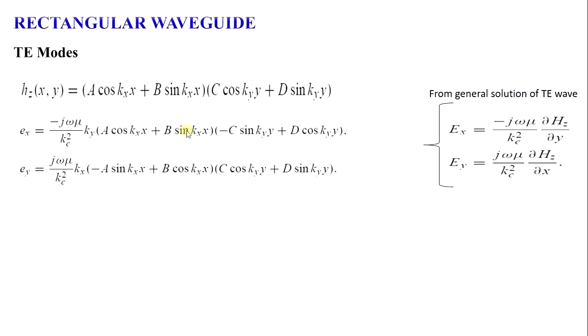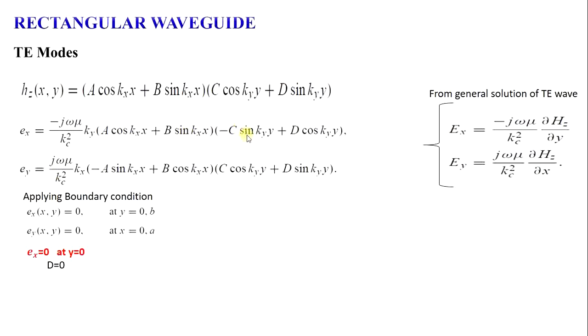Now we are having the boundary conditions, and we can apply the boundary conditions to find out the values of a, b, c, d. So applying the boundary conditions, that is Ex is 0 at y equal to 0 and b, and Ey is 0 at x equal to 0 and a. First we will apply Ex equal to 0 at y equal to 0. So put the value of y equal to 0 in the equation of this Ex.